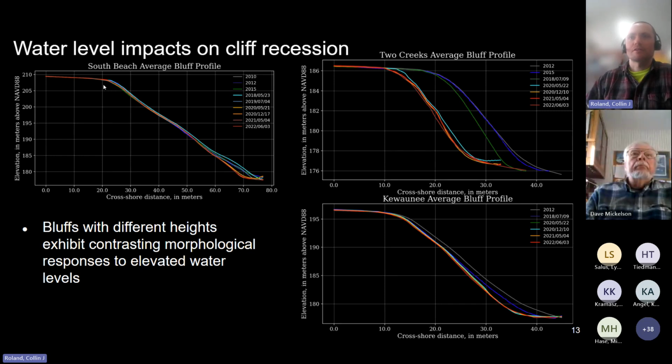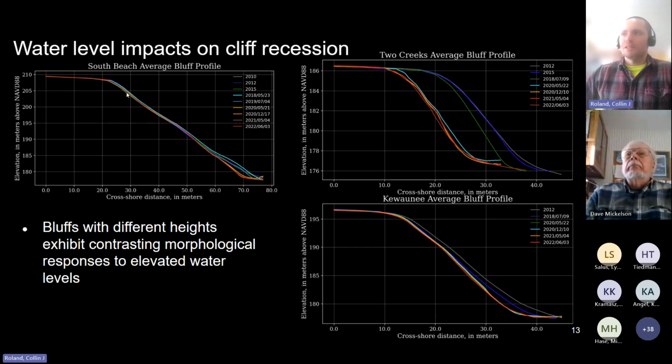So South Beach is on the upper left, Two Creeks upper right, and a bluff in Kewaunee on the lower right. And what you're seeing is the average profile for the site at each time that we did a survey, spanning from some LiDAR data back in 2010 and 2012 up to more recent surveys in 2022.